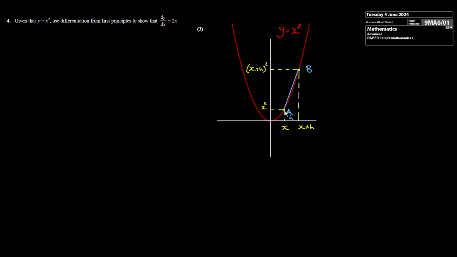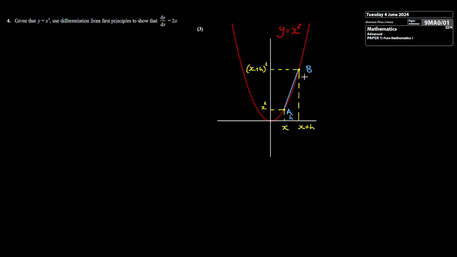If the x-coordinate of point A is x, the y-coordinate here will be x squared. There is a gap of h between the two x values of A and B. This will be x plus h, and this will produce a y value of (x plus h) squared, because the function is simply x squared.